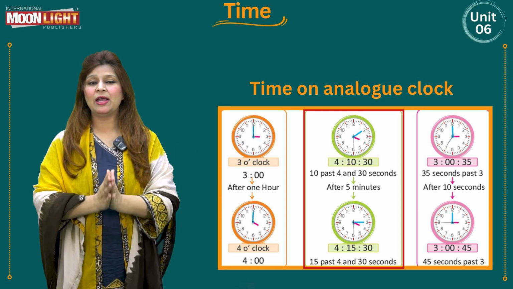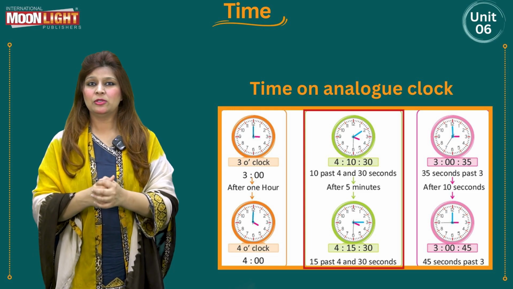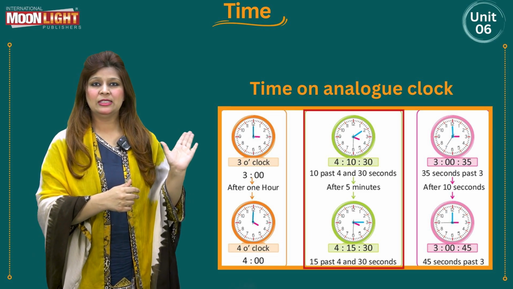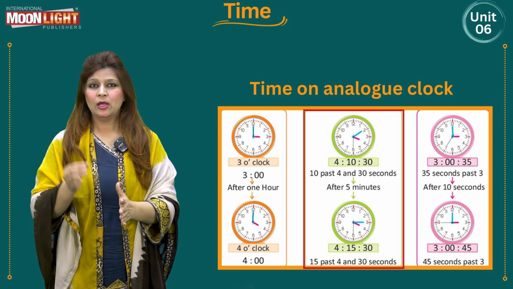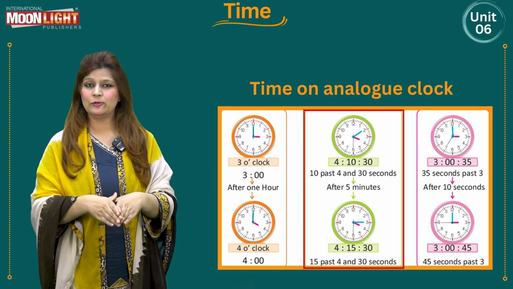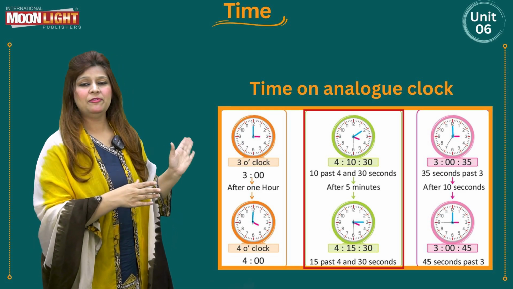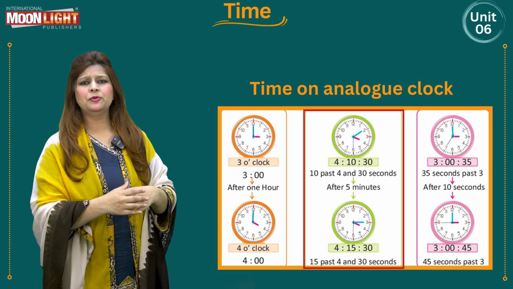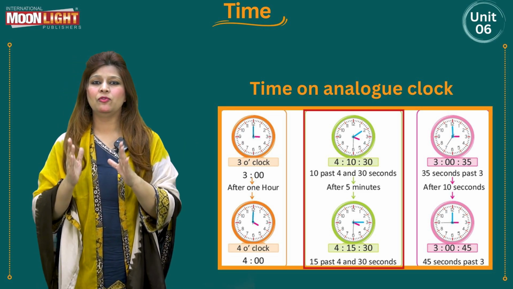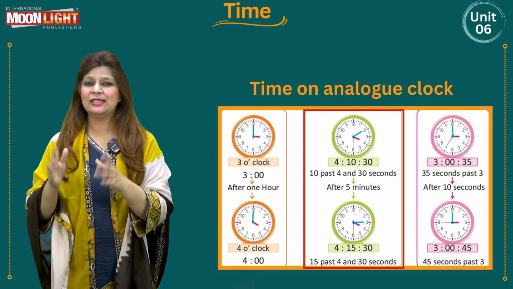That is 4:10, and I'm going to show you seconds as well. For seconds, I will have 2 digits as well. So the time will be 4:10 and 30 seconds. That is also shown by the colon. So here we have this one. I'm going to read it like this: 10 past 4 and 30 seconds.